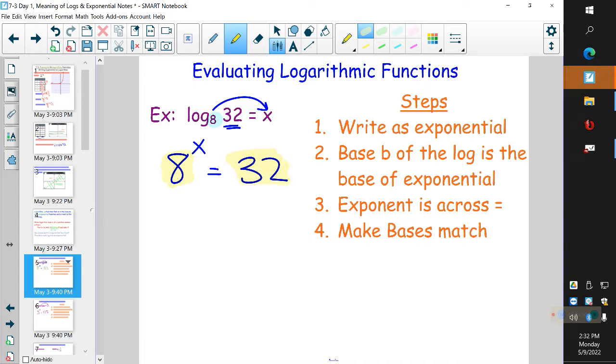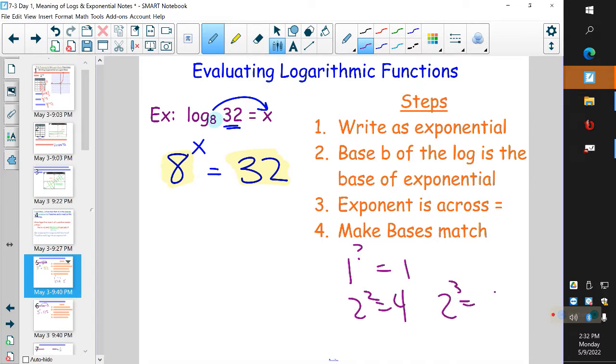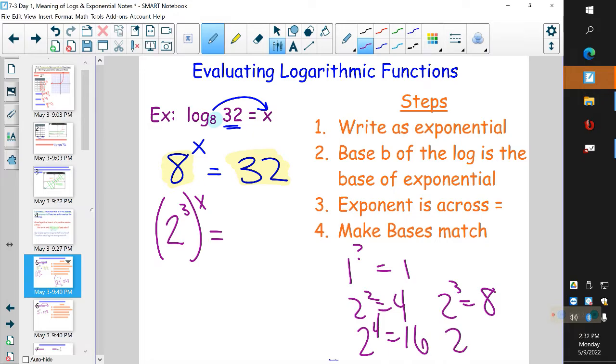raised to a power. So how do I rewrite 8 to be a number raised to a power? Well, 1 to any power is going to be 1. 2 squared is 4. 2 cubed is 8. So what I'm telling you is, if I take 2 and raise it to the power of 3, that gives me 8. Well, how about 32? Can I rewrite 32? Absolutely. Well, if 2 cubed is going to be 8, then 2 to the 4th is 16. That means 2 to the 5th is going to be 32. So 32 can be rewritten as 2 to the 5th.